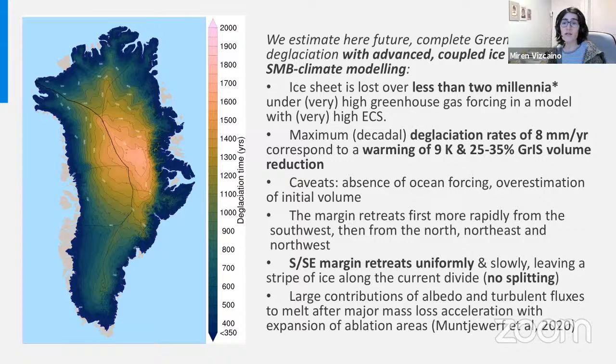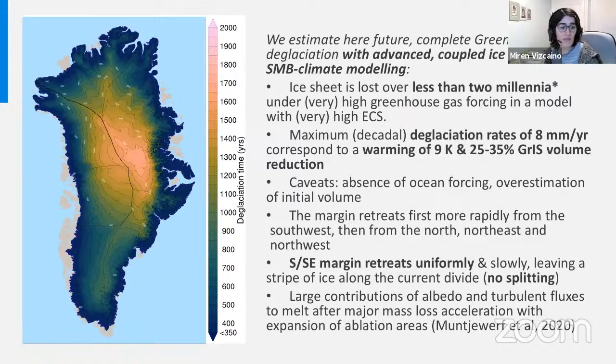Okay, so the conclusion here is that under this very high forcing, and in a climate model that has a high equilibrium climate sensitivity, the ice sheet is lost over less than 2 millennia. But we have to remember this is very high forcing, and the model has a very high climate sensitivity. The maximum deglaciation rates take place for a warming of 9 Kelvin and 25 to 35% Greenland ice sheet volume reduction.